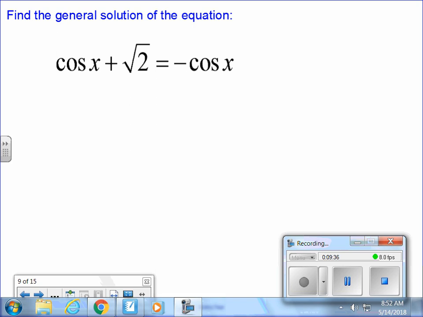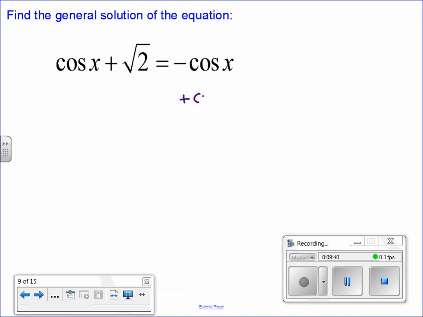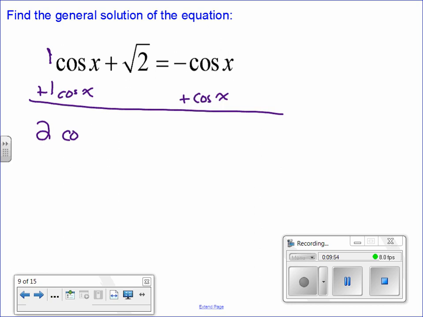All right, I'm going to start by trying to get my cosines together. They don't want to be separate from each other, so let's do a plus cosine x here and bring him over to the left to join the other cosine x that we already had. Now, if this original one was 1 cosine x and this is another 1 cosine x, we now have 2 cosine x living on that left-hand side. Hopefully that makes sense to you.